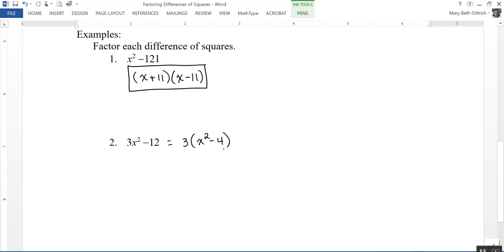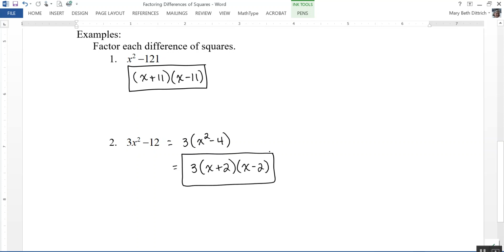And now my expression in the parentheses is a difference of squares because x squared is a perfect square, 4 is a perfect square, so this will factor into 3 times the square root of x squared is x, square root of 4 is 2, so it's going to be an x plus 2 and an x minus 2.